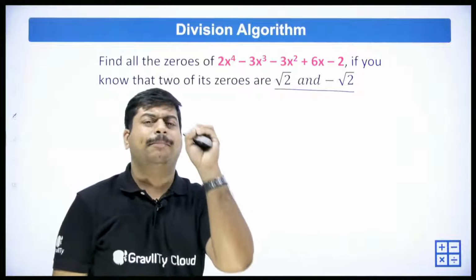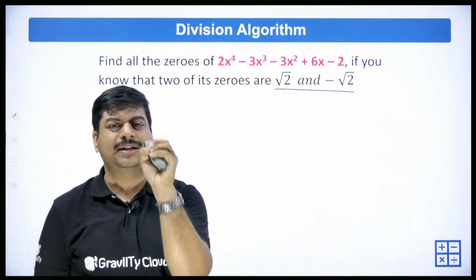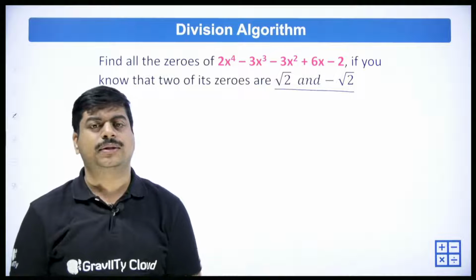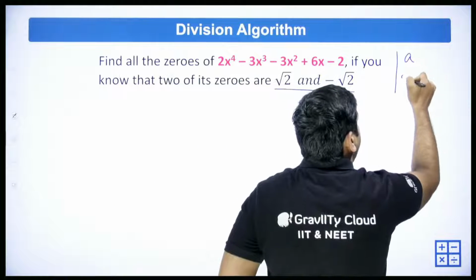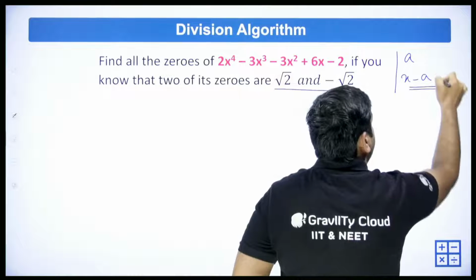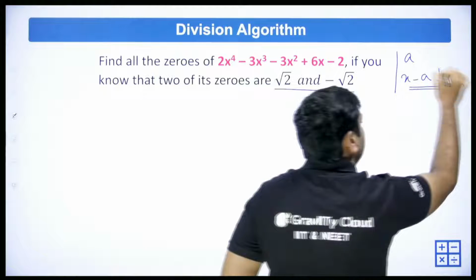Let's go back to the basic polynomial, basic factor, basic zero. What are the definitions of all those? If a is a zero, I told you if a is a zero, x minus a is a factor. x minus a is a factor, correct?